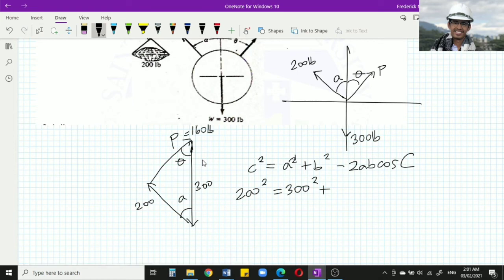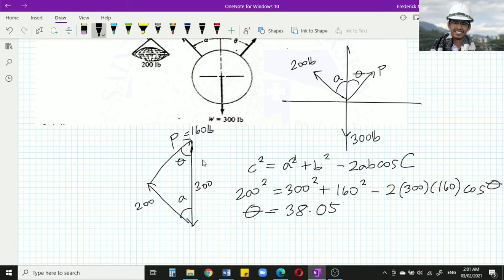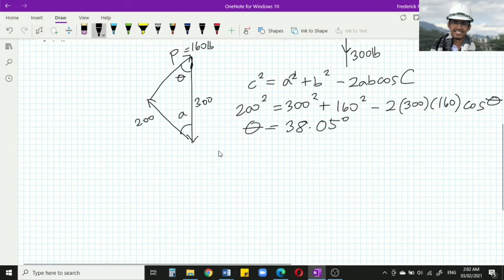So, masasolve natin. So, 160 squared minus 2 times 300 times 160 cosine. So, ano yung angle ng opposite ng 200? That will be theta. Okay? So, solving for theta, that will be equal to 38.05 degrees. Okay? And masosolve din natin yung ating angle alpha or yung angle A natin using yung ating cosine law ulit.